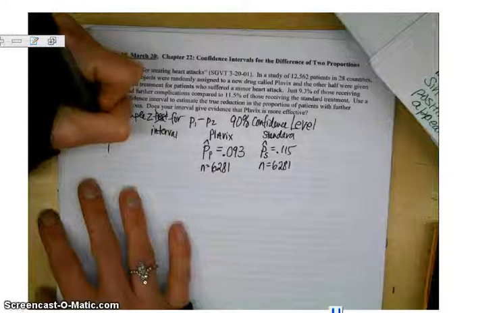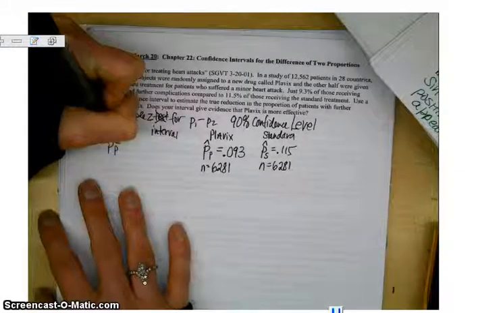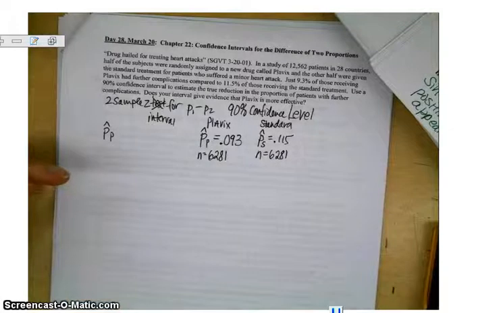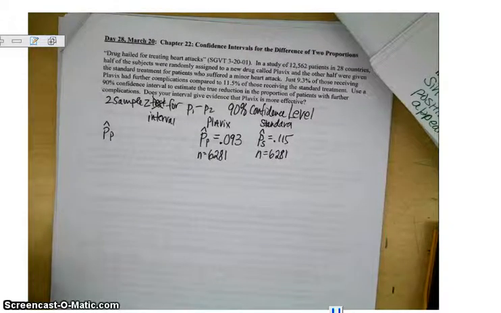All right, so does there appear to be a difference? What would be the p hat of Plavix? Now, we have to really think about this. Do we want to do Plavix minus standard or standard minus Plavix? Let's do Plavix minus standard. It asks if Plavix is more effective, but you know what, it doesn't matter how you subtract it, it's the greater than or less than that tells you if it's more effective. If Plavix is more effective, it would be less than standard because you want a smaller percentage.